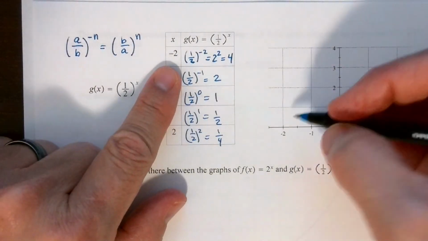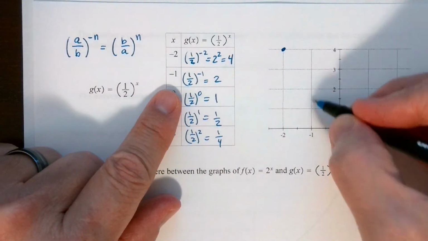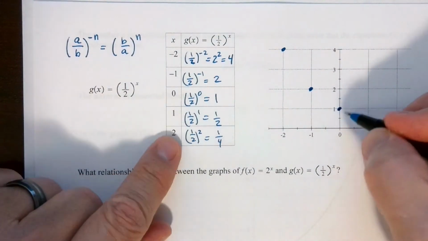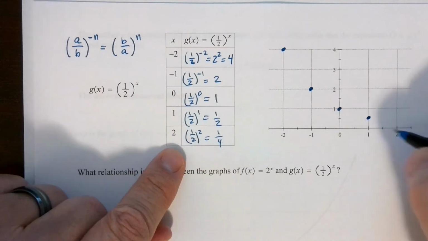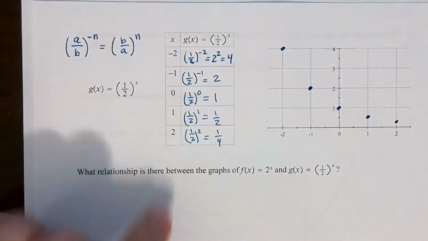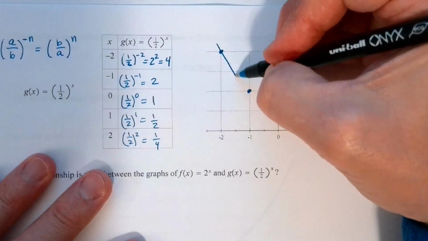Input negative 2, output 4. Input negative 1, output 2. Input 0, output 1. Input 1, output 1/2. Input 2, output 1/4. Okay. And so now we have a graph that looks like this.